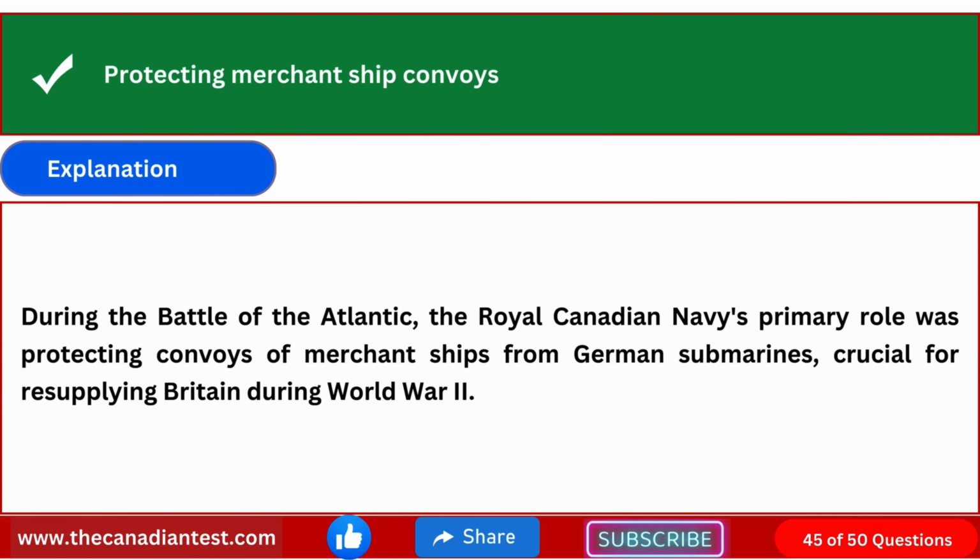The correct answer is protecting merchant ship convoys. Explanation: during the Battle of the Atlantic, the Royal Canadian Navy's primary role was protecting convoys of merchant ships from German submarines, crucial for resupplying Britain during World War II.